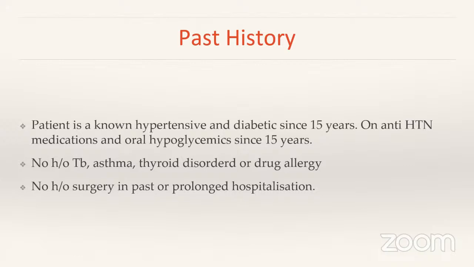Sir, past history. Patient is a known hypertensive and diabetic since the last 15 years, sir. On oral antihypertensive and oral hypoglycemic drugs for the last 15 years. There is no history of tuberculosis, asthma, thyroid disorders or drug allergy, sir. No history of surgery in the past or prolonged hospitalization in this patient, sir.